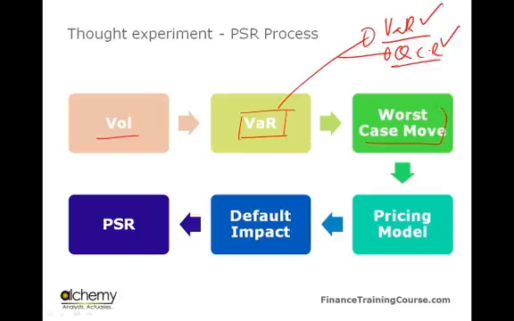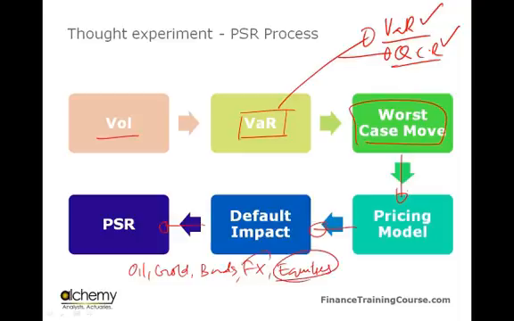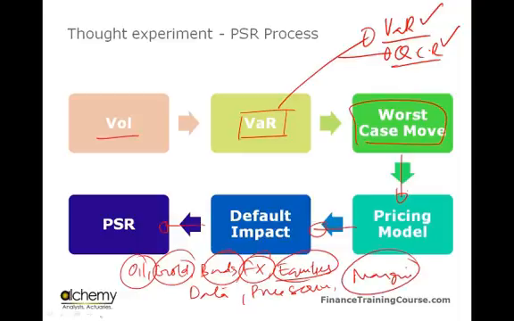VAR gives us a worst case move, which then gets plugged into a pricing model, which then gives us a default impact, which then gives us our PSR estimate. Now, the process is the same whether you work with oil, with gold, with bonds, with currencies, or with equities. The structure, the calculation, the model will remain the same. The only thing that will change is the underlying data and the price series and the impact of margin requirements that you've added and allocated to these specific terms.